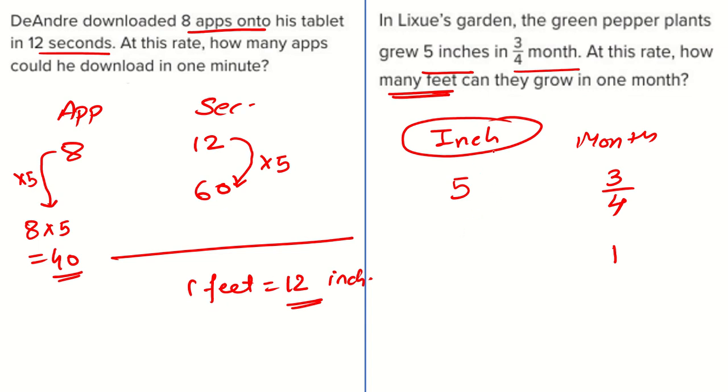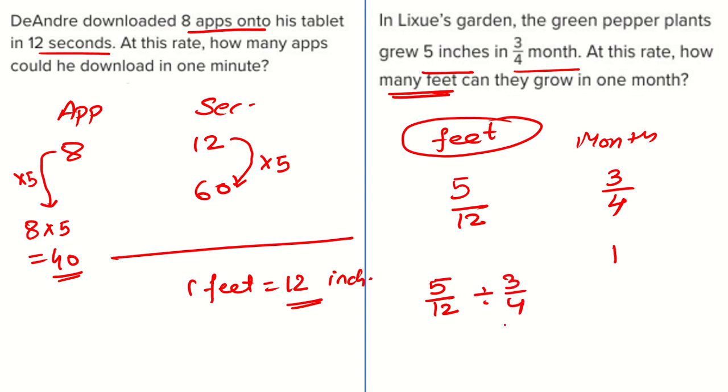So 5 inches will be equal to 5 over 12 feet. So I am writing it into feet now. Okay. So in 1 month what will it be? It will be less, so you just need to divide. So 5 over 12 divided by 3 over 4.